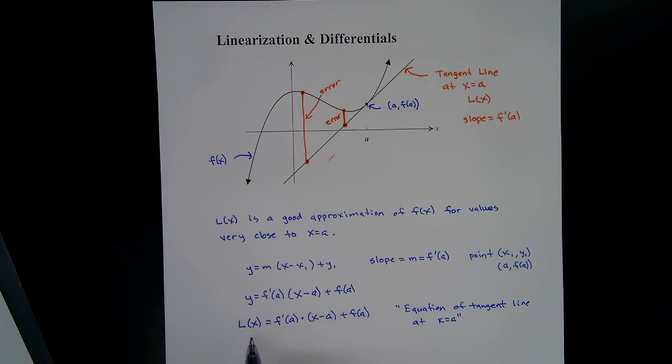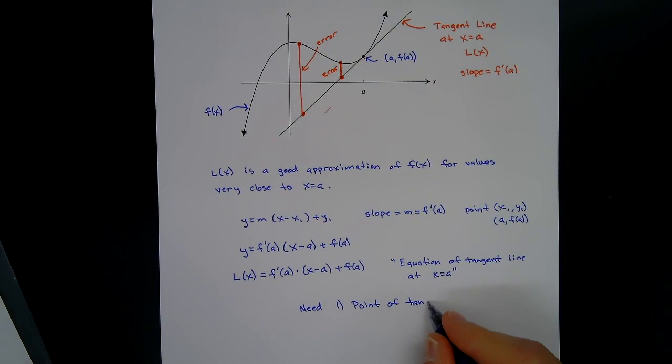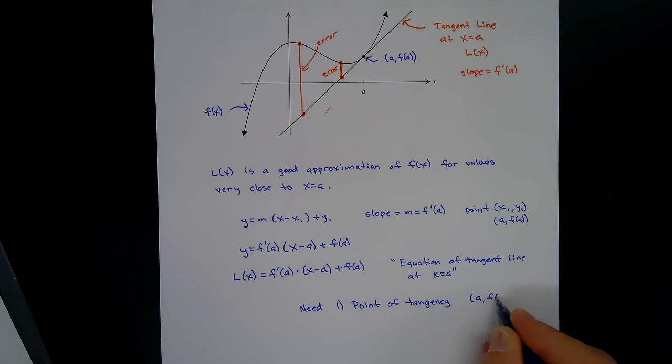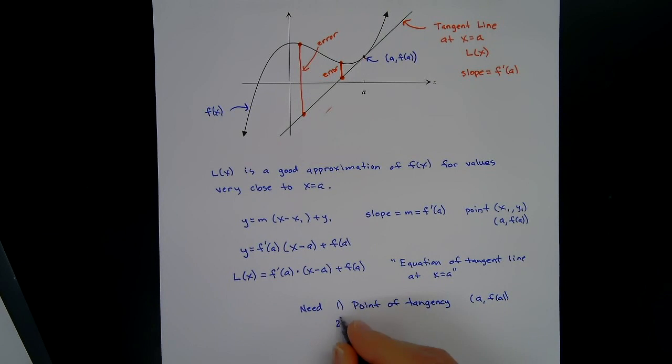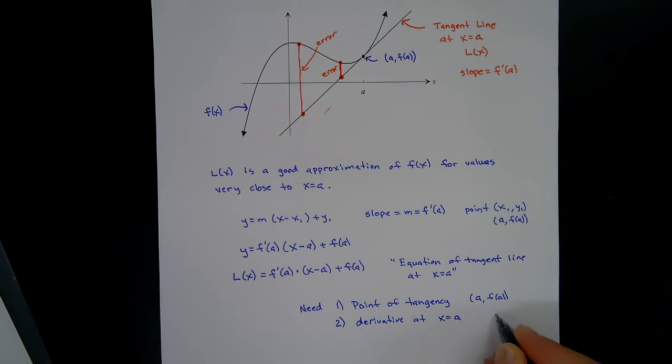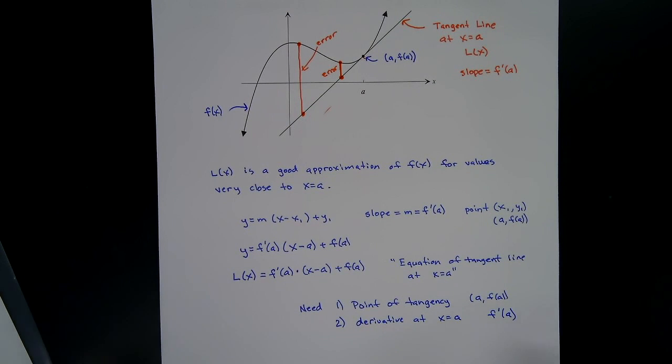To do this linearization, there are two things we need. One, the point of tangency. Anytime we write the equation of a tangent line, we need the point of tangency, which would be a comma f of a. That's where the tangent line is touching the curve. And the second is that we need the derivative at x equals a, and that is f prime of a.